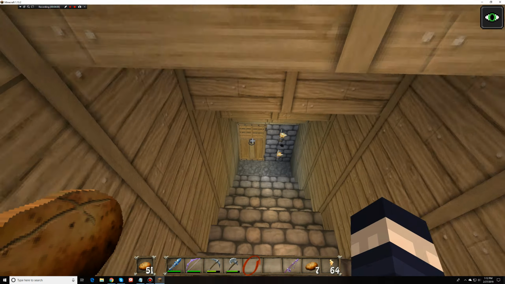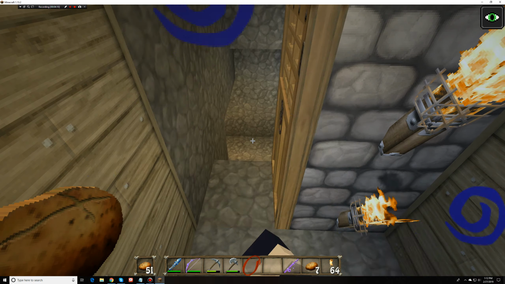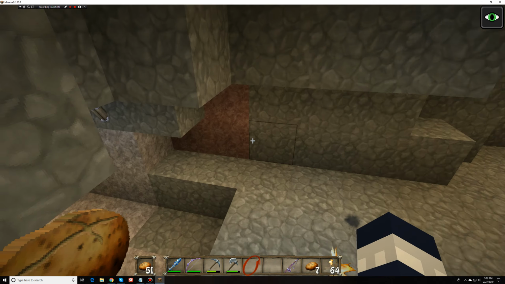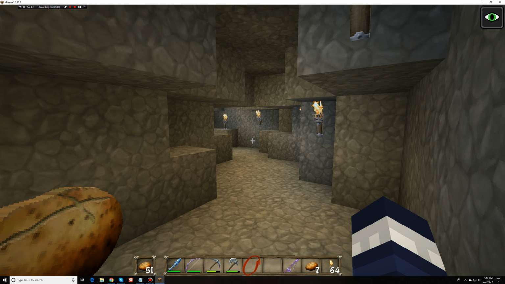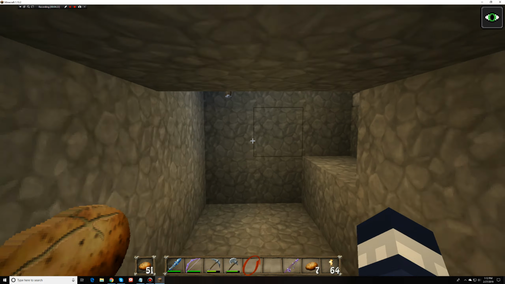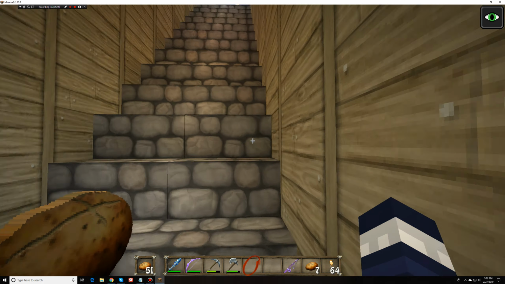I found a cave down here. I was mining. I was actually going to mine and get some iron and try to find some stuff. But this turned into this huge cave. This thing is freaking huge. So I lit it up as best I could for now.